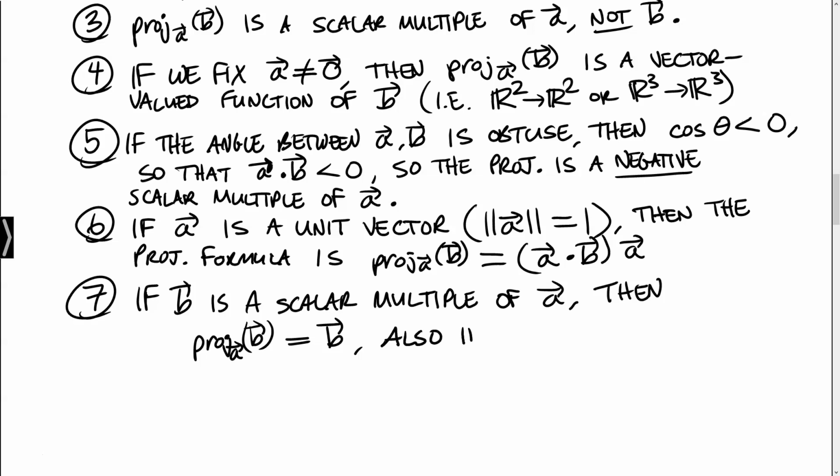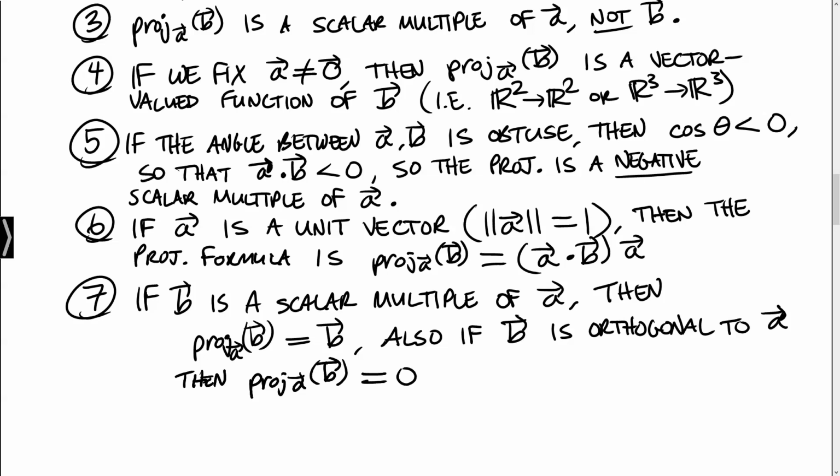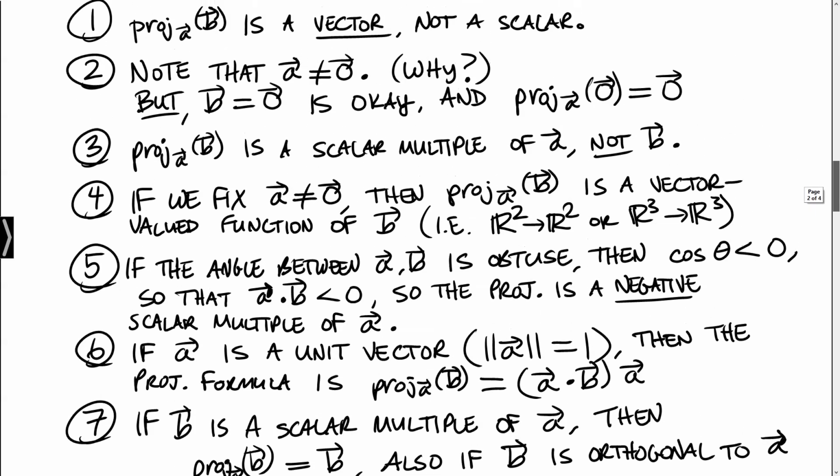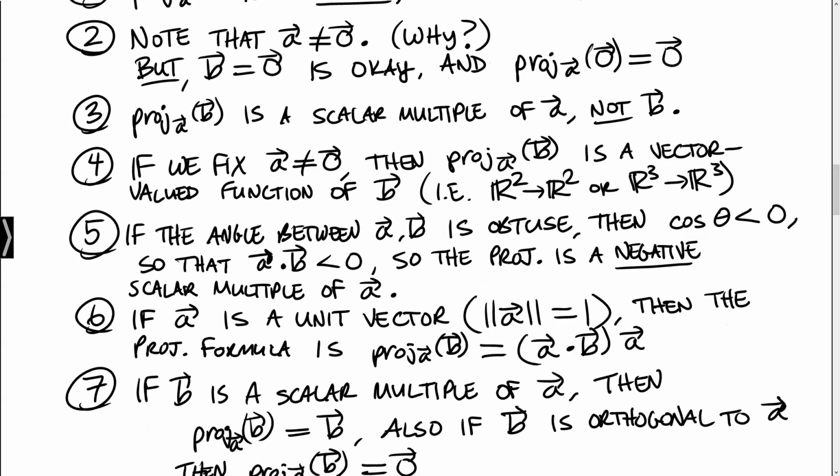Also, if B is orthogonal to A, now let's think about what this should be geometrically. If B is orthogonal to A, none of it is in the direction of A. Well, if none of it is in the direction of A, the projection should be 0. Should be the 0 vector. And that is the case. If B is orthogonal to A, then the projection is 0. And again, you can look at the formula for it, and you should check to see that that really is the case. Okay, so that's a lot of comments, but you should think about each one of these comments here. I know it's a lot, but if you really understand all these comments, it'll really help you understand what the projection is and what it does.